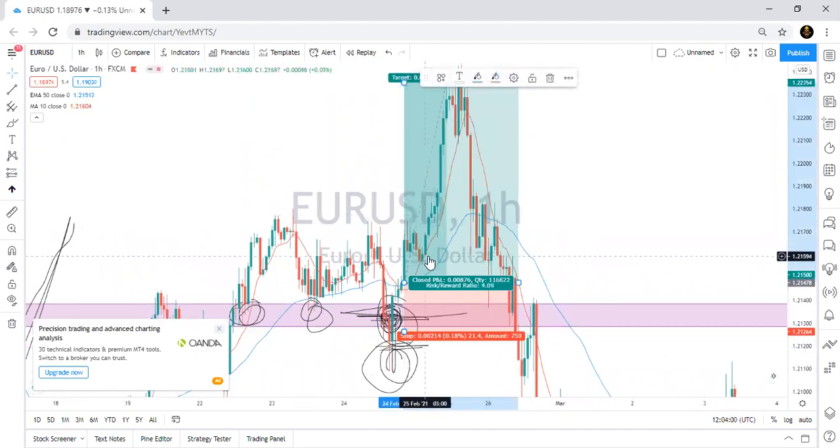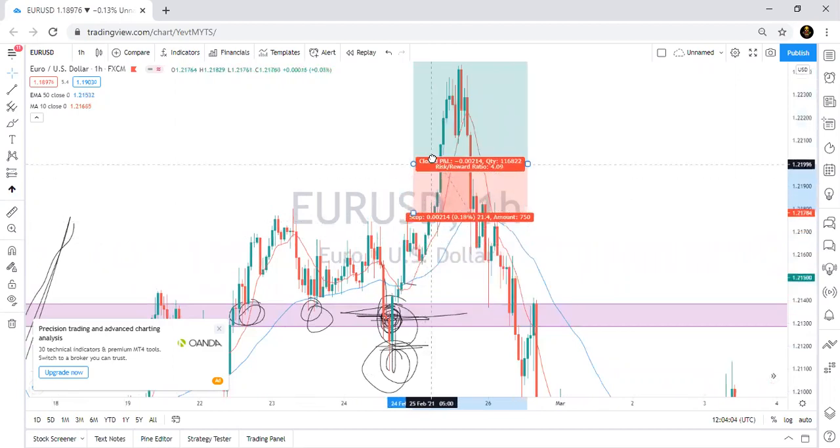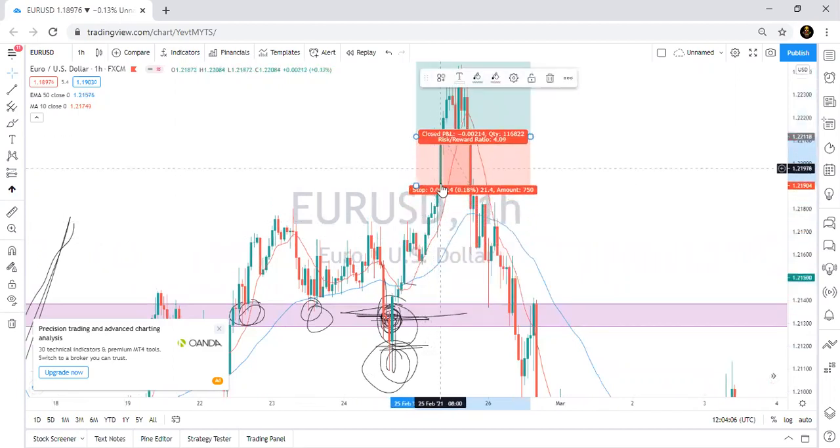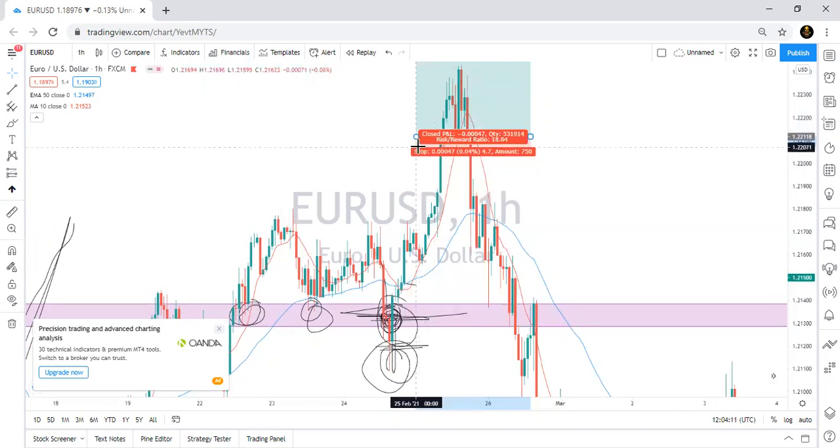Now, if you're not sure that this market is going to continue, you can bring your stop loss up to here, just below the moving average. If the market comes against you, then it will take you out with all this profit.